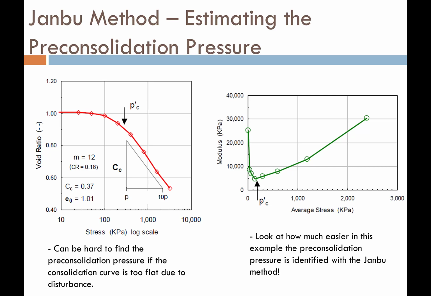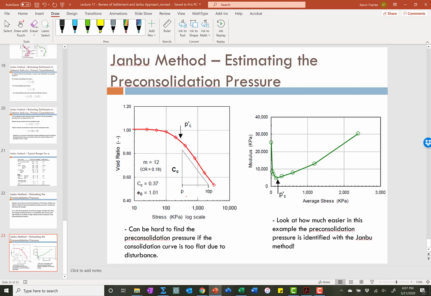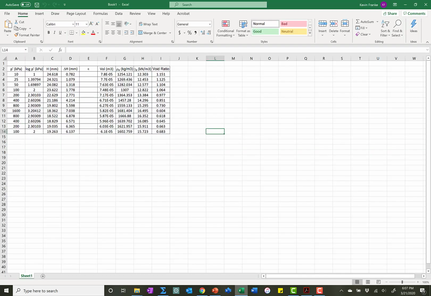Now, let me show you an example. This is going to be kind of fun. I've never done this before, but on your homework, I give you a set of consolidation test data, and I'm going to ask you to plot the constrained modulus or the tangent modulus and to find the pre-consolidation stress. So I want to show you how to do that.